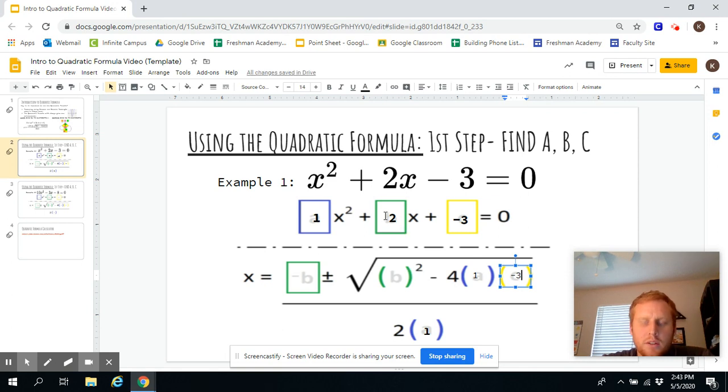B is the only tricky part, to be honest. So if we have 2, we'll put it right here for 2. It's just a b squared, so it's 2 right here. Okay. But this is -b, so it's really going to be -2. Okay? Because it's just the opposite. All right?